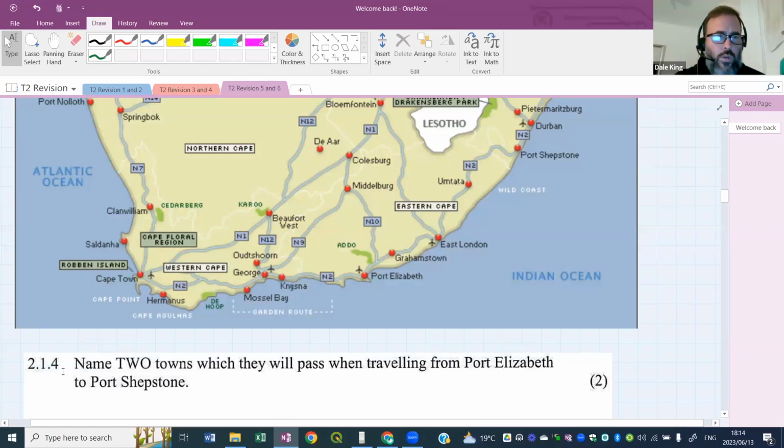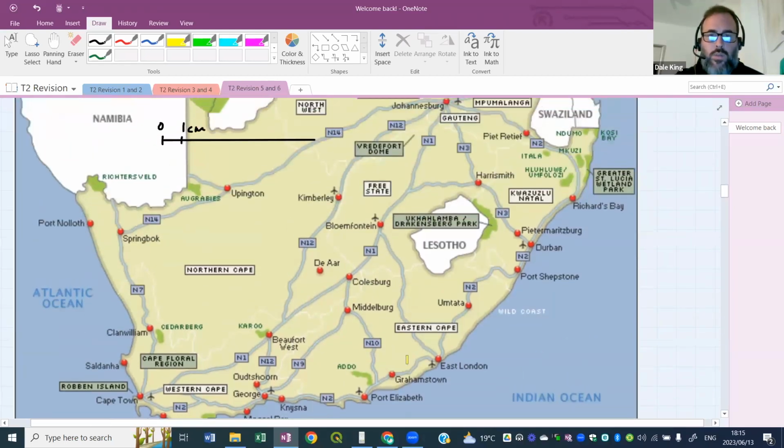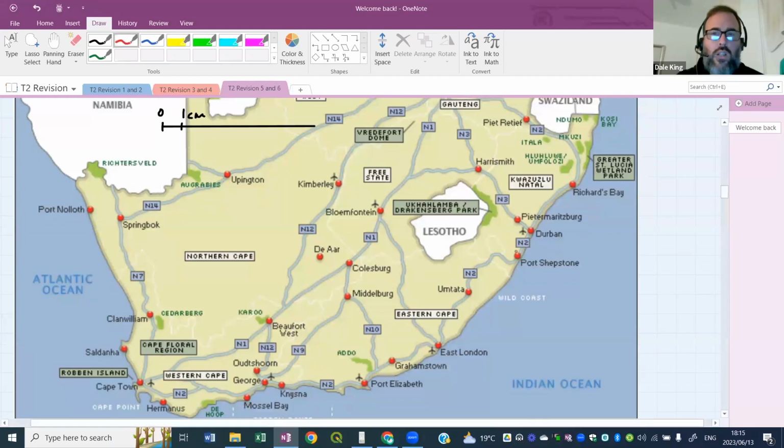Question 2.1.4 says name 2 towns. You don't have to calculate. They just say name 2 towns which they will pass when traveling from Port Elizabeth to Port Shepstone. Now we need to see Port Shepstone and Port Elizabeth, so you've got to orientate yourself around the map. Here's Port Shepstone. Here's Port Elizabeth. And obviously these people are going on a journey from Port Shepstone to Port Elizabeth, and they're going to go on the N2 highway. So if I draw a little line here in blue, they're going to go along the N2 highway.